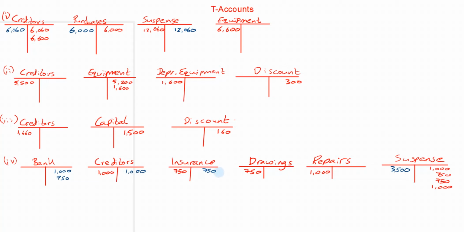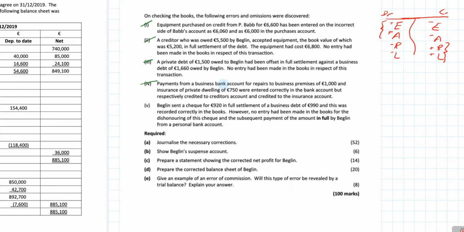But because they're both put on the wrong side, we basically just have to get rid of creditors, get rid of insurance, pop it in suspense. So that's these here. And then in order to actually increase our drawings and increase our repairs, they're both on the same side. So where are you going to put it? Well, the only place you can really put it is into suspense, and that's where you get your 3,500. So that is adjustment 4. That was definitely the longest. So the last one.